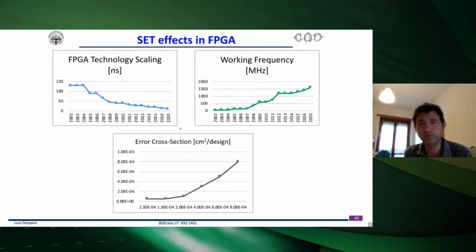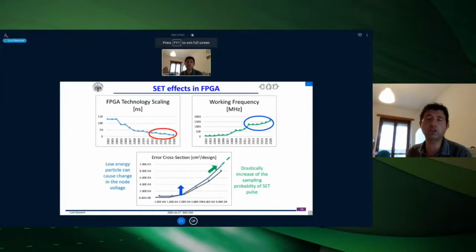Well, all of you in the audience, maybe most of you, know that the technology is going to shrink, with very shrunk nodes. This is not only for space. Also the working frequency, related to RAM-based FPGA, is increasing. What is the problem for the error cross-section? Well, the error cross-section typically increases because of the working frequency: the faster your working frequency, the more transient particles you can kick.